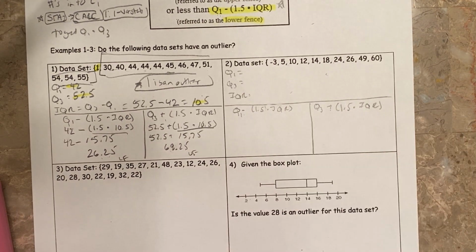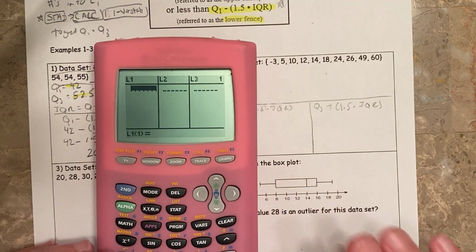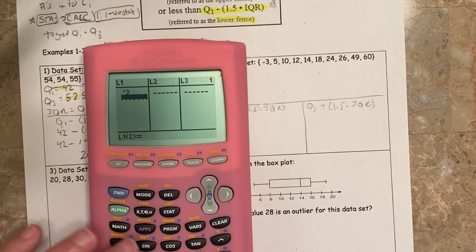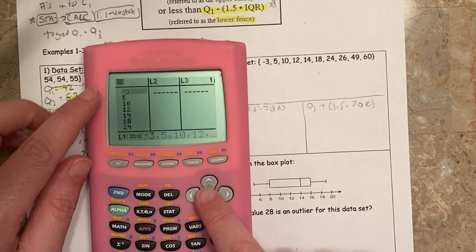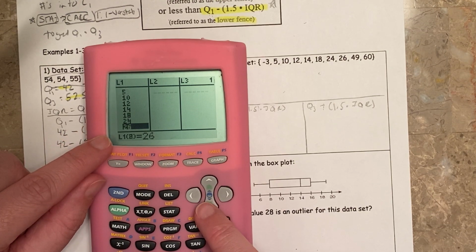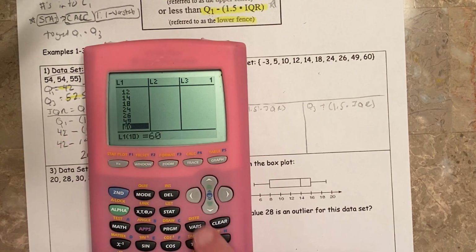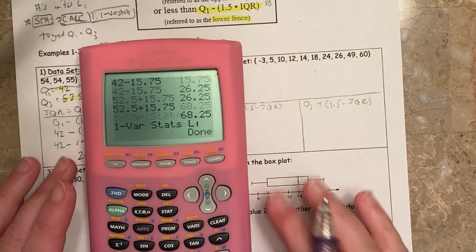So, all right, so here we go. Stat 1, put those numbers into L1. So -3, 5, 10, 12, 14, 18, 24, 26, 49, and 60. Okay, good. So now press stat, move over to calc, press number 1, and let it do all the work for us.